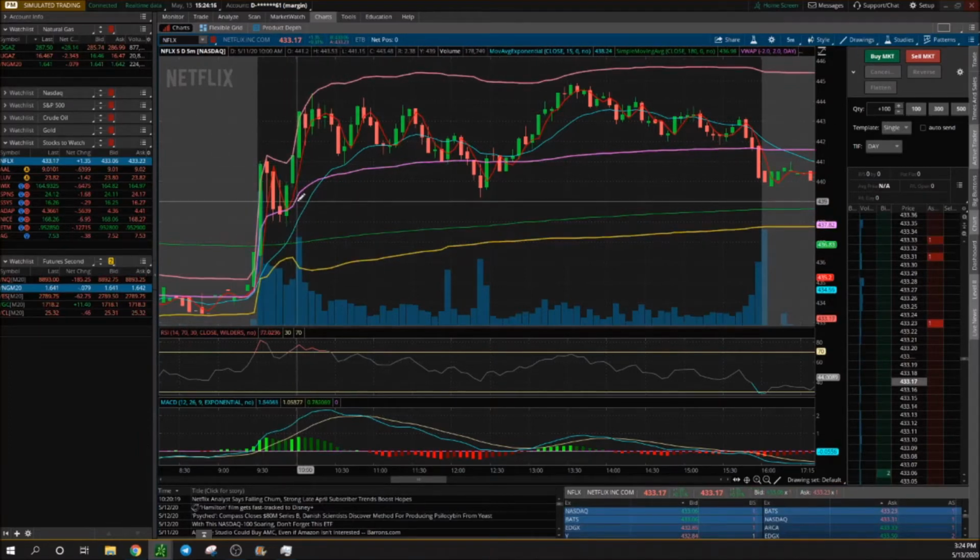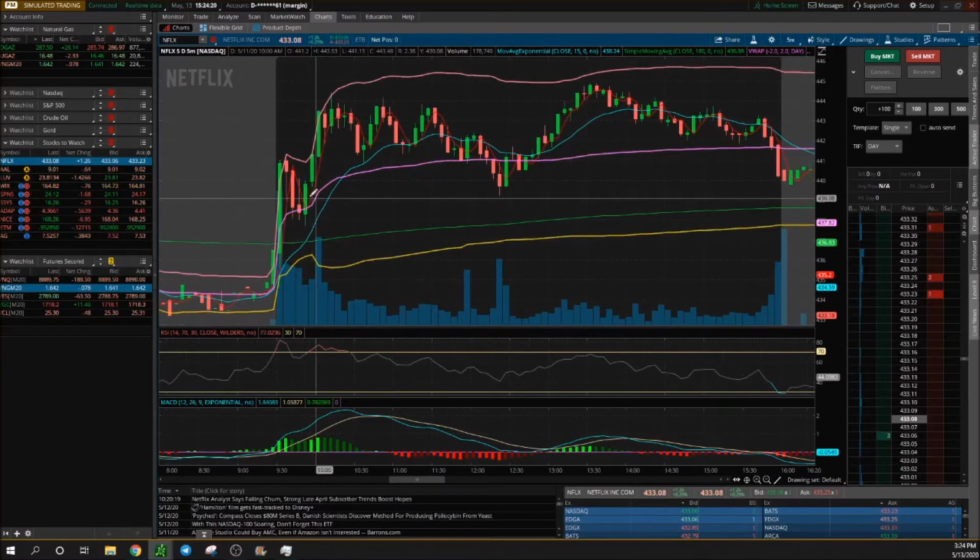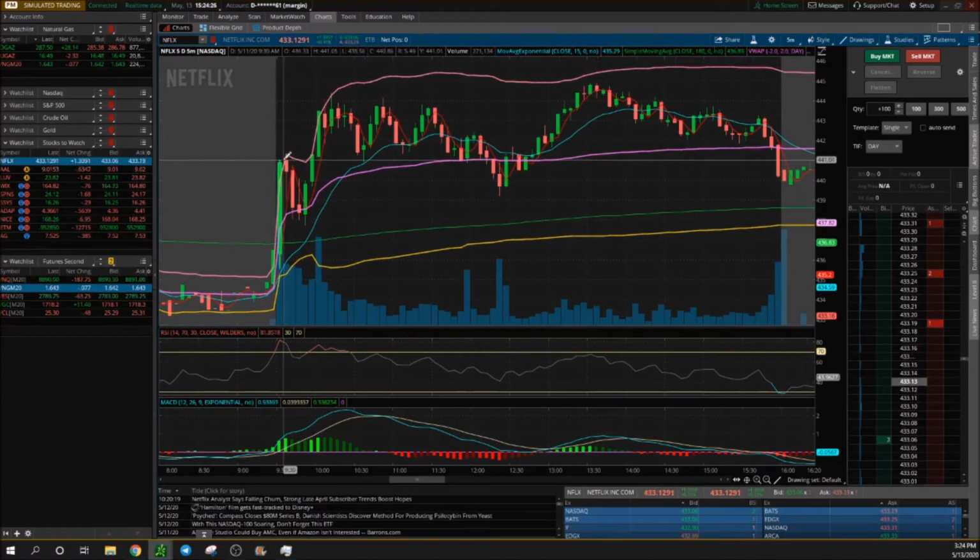So now, entering in this position here, right? We can see that we started to pick up. And I like to look back to, okay, our previous resistance level was here at 441, right?